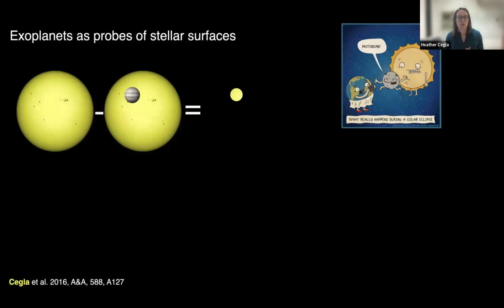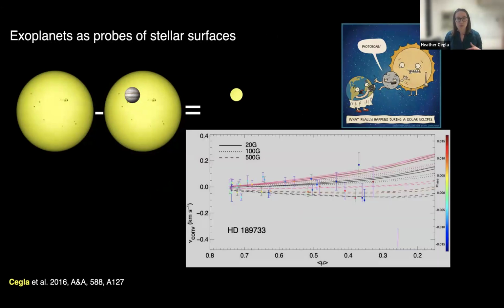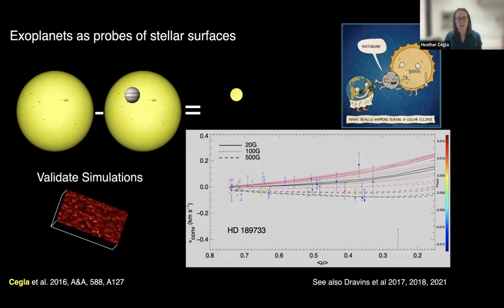For example, if you take out-of-transit observations and subtract in-transit observations, you can isolate the starlight behind the planet along the transit chord. And then you can measure the velocity of that. And if you understand that, then you can say, okay, what is the convective blueshift of this patch along the transit chord, and start comparing that to the MHD simulations to validate them.